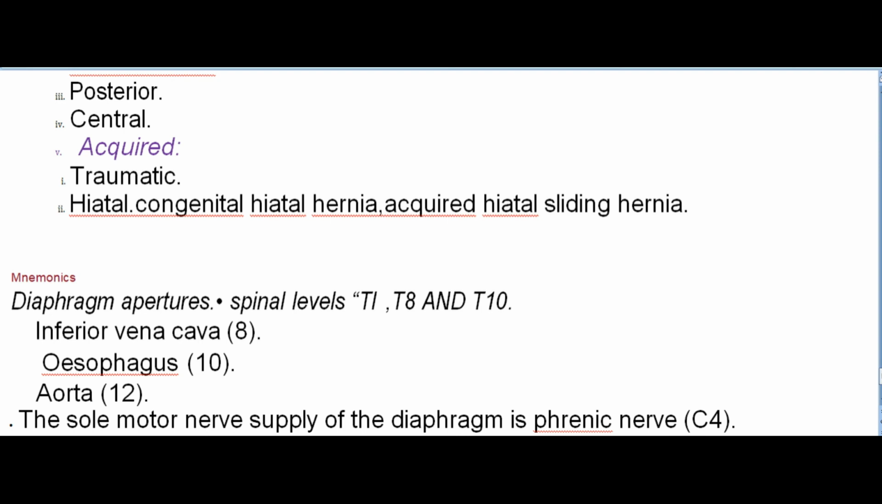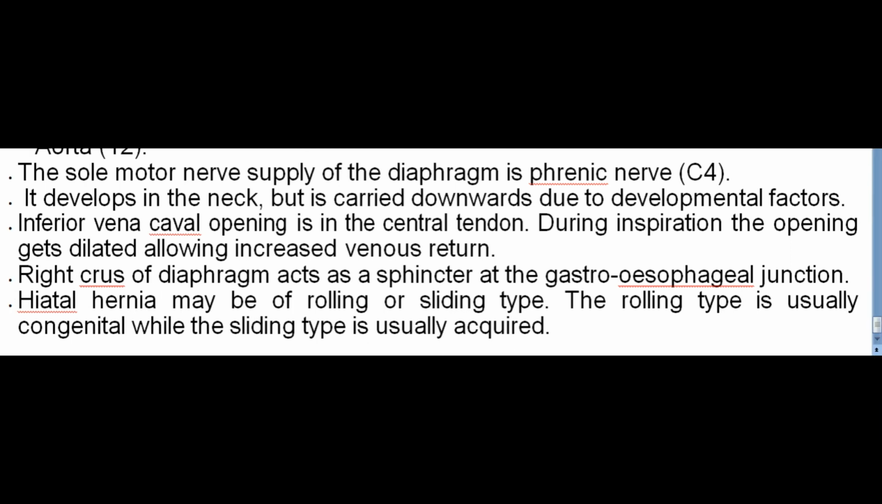Mnemonics: diaphragm apertures, spinal levels T8 and T10. Inferior vena cava, 8. Esophagus, 10. Aorta, 12. The sole motor nerve supply of the diaphragm is the phrenic nerve, C3, C4, C5. It develops in the neck, but is carried downwards due to developmental factors.